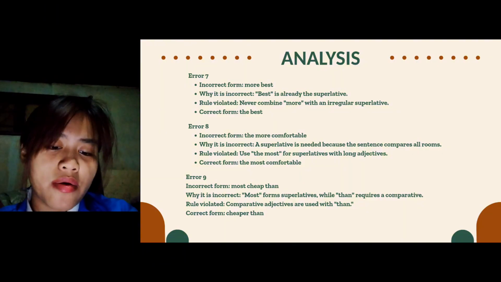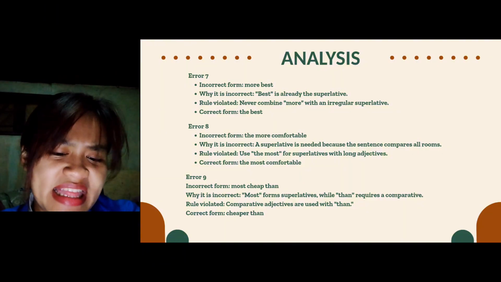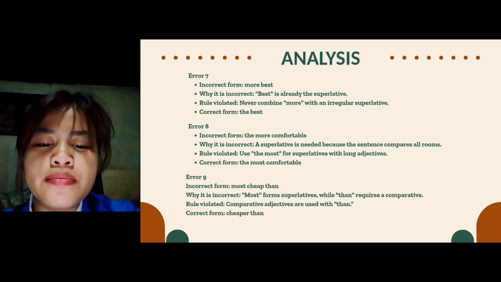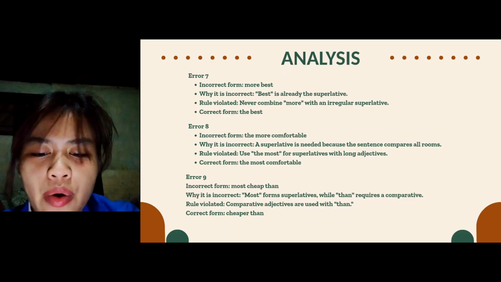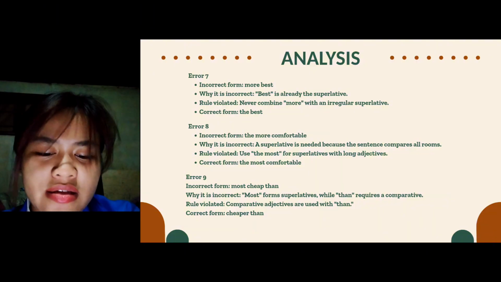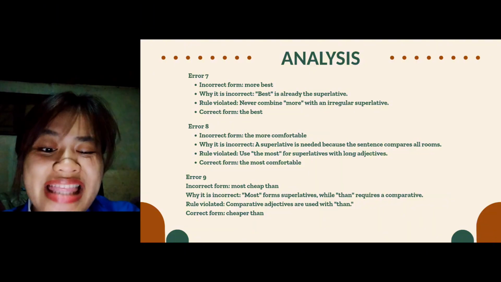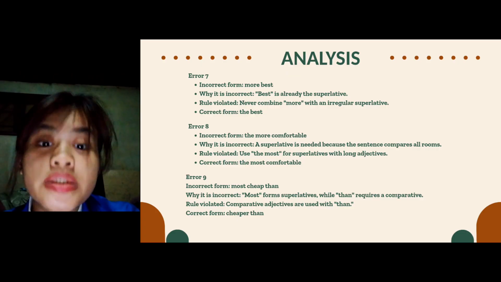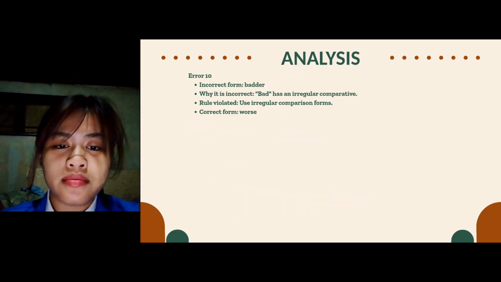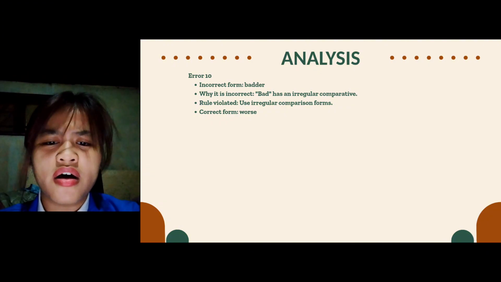The ninth error, incorrect form: most cheap than. Why is it incorrect? Most forms the superlative, while than requires a comparative. Rule violated: comparative adjectives are used with than. Correct form: cheaper than. The last error from the second part, degree of comparison.